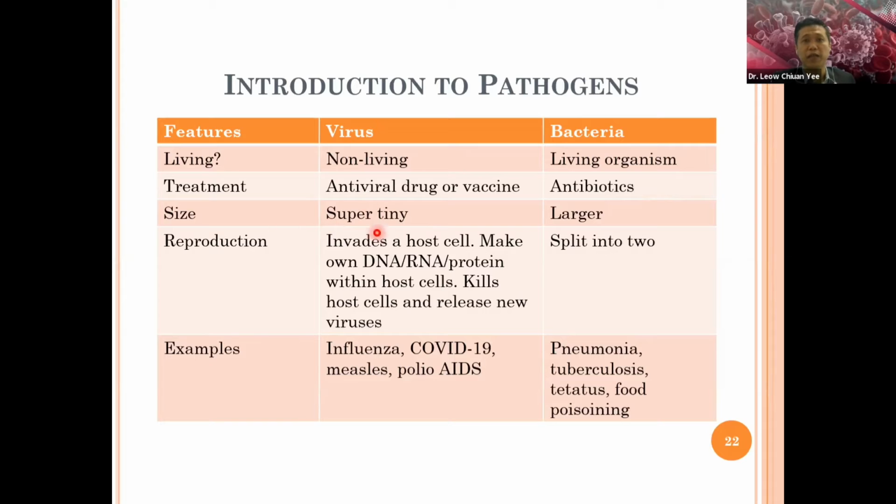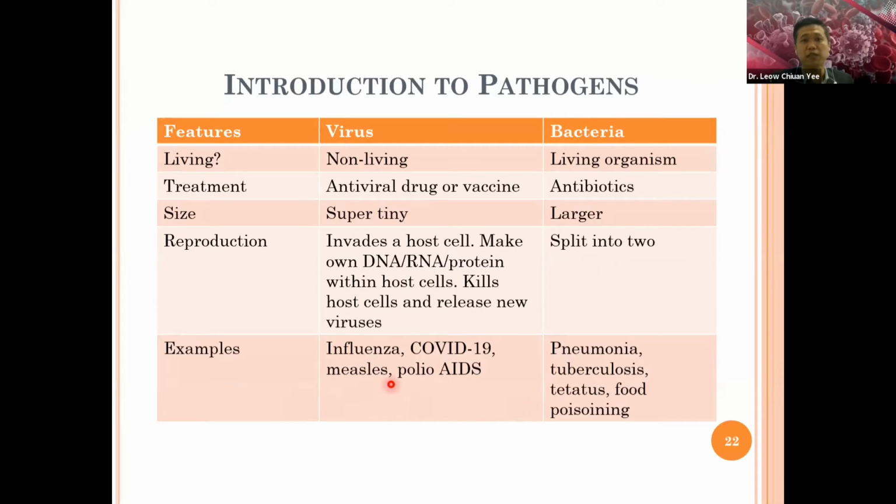And of course, the virus is super tiny, like I explained to you before. The size itself is at the nanometer scale, and bacteria are larger, at the micrometer scale. For reproduction, viruses need to invade the host to get the machinery to help them make DNA and other things like proteins as a capsid. However, bacteria can do binary fission, splitting into two, 1 to 2, 2 to 4, something like that. So they don't need any host to help them. They can do it themselves.